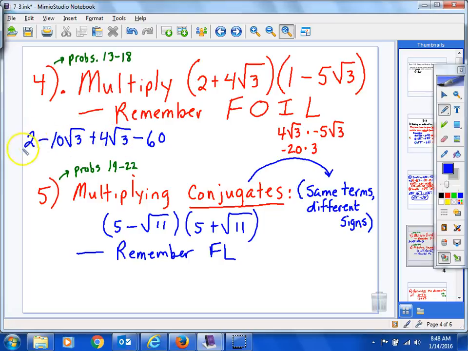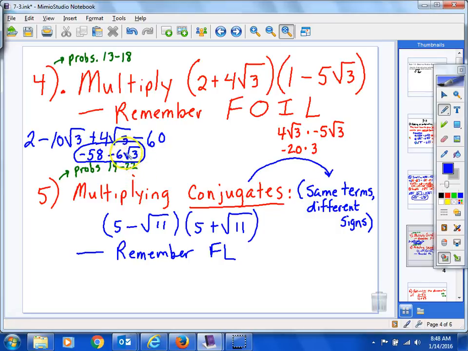Okay, and now all that's left to finish my answer here for number 4 is to combine like terms. So I have the numbers 2 minus 60, which is negative 58. Those are like terms. And then I've got like radicals. Negative 10 plus 4 is negative 6 square root of 3. And that ends up being my final answer to this problem, because obviously I don't have like radicals. These are not like terms.